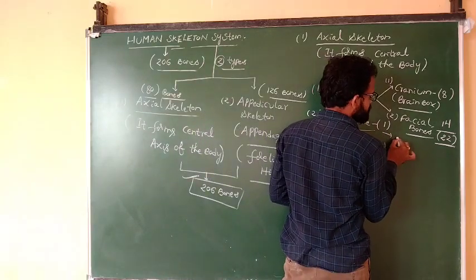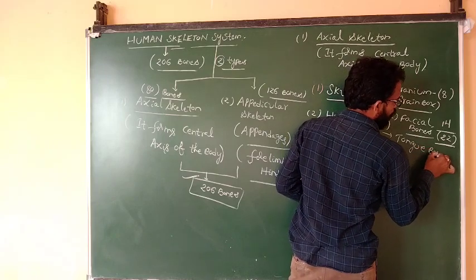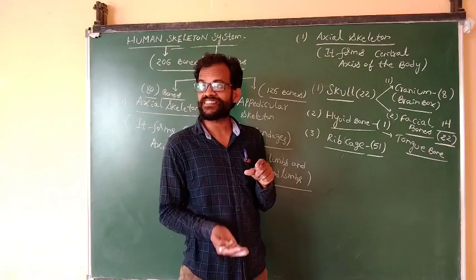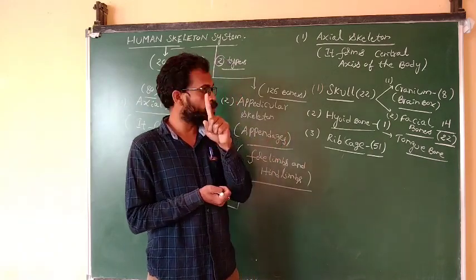Coming to the hyoid bone. Hyoid bone is nothing but the tongue bone. It lies under the surface of the tongue. It is only one bone.